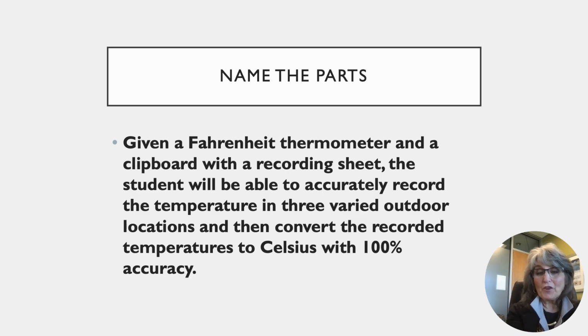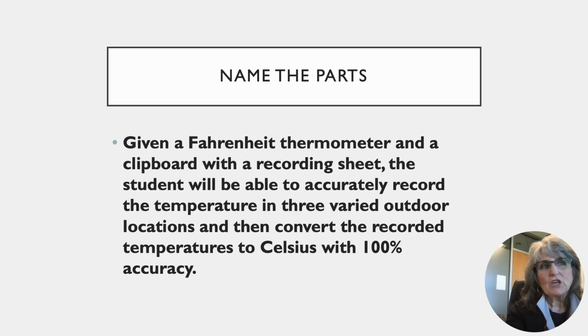All right, so hopefully you were thinking and saying in your mind which one is which part. The audience is the student. The behavior is they're going to record and convert using the outdoor thermometer. The condition is they're going to record this on the recording sheet and then convert. And the degree of proficiency is 100% accuracy.